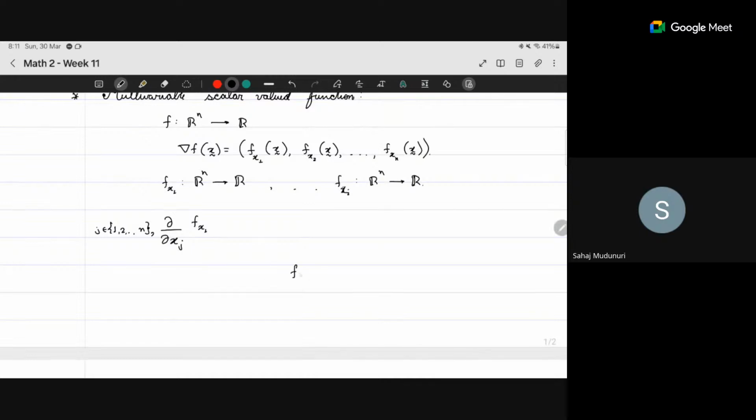If I take f_xi and take the partial derivative with respect to the jth variable, what I get is, so these are different notations. It could be written as f_xi xj, or more commonly f_xi xj, or there's also another way of writing it as ∂/∂xj of ∂f/∂xi. All of these things mean the same thing.